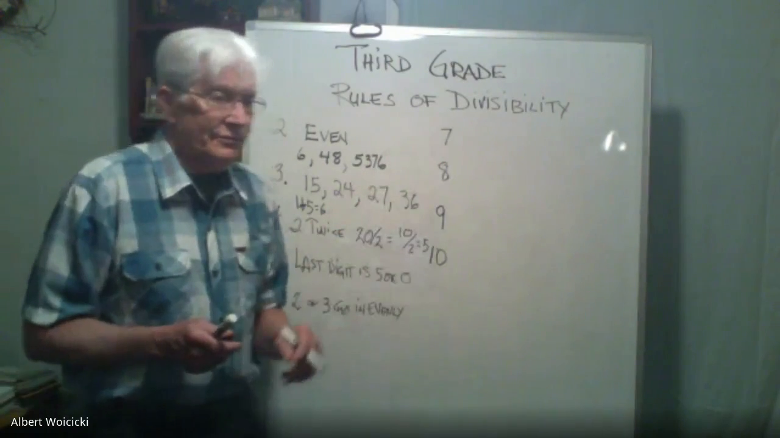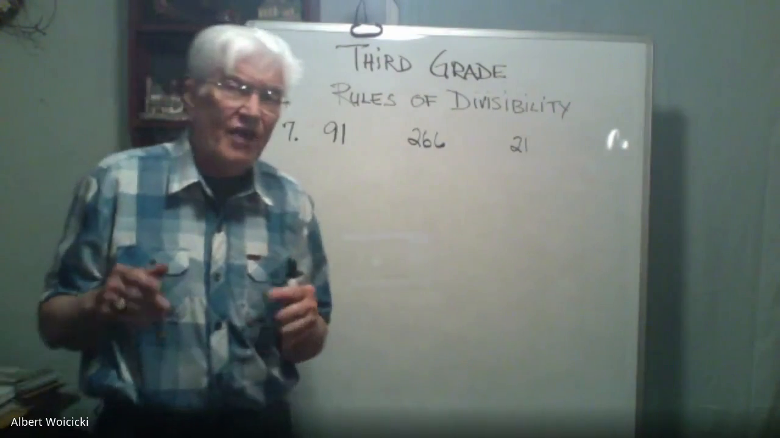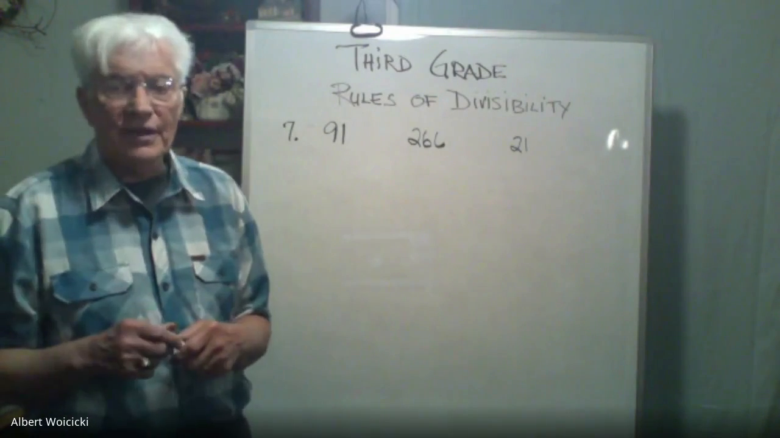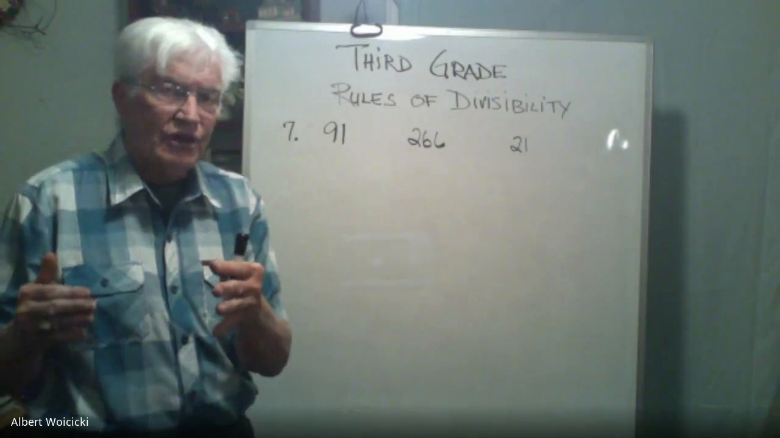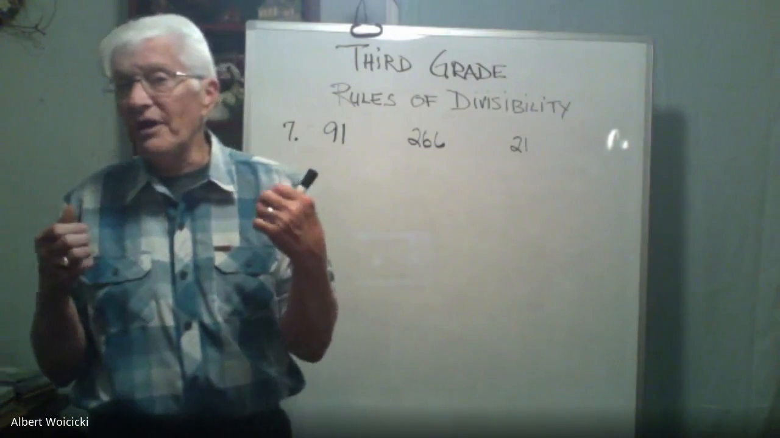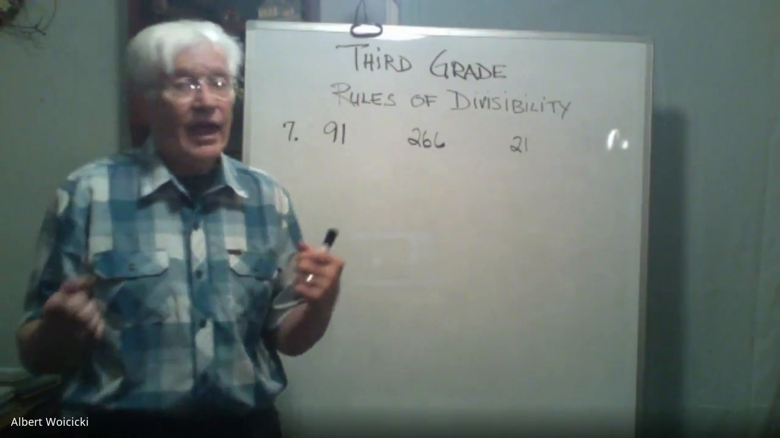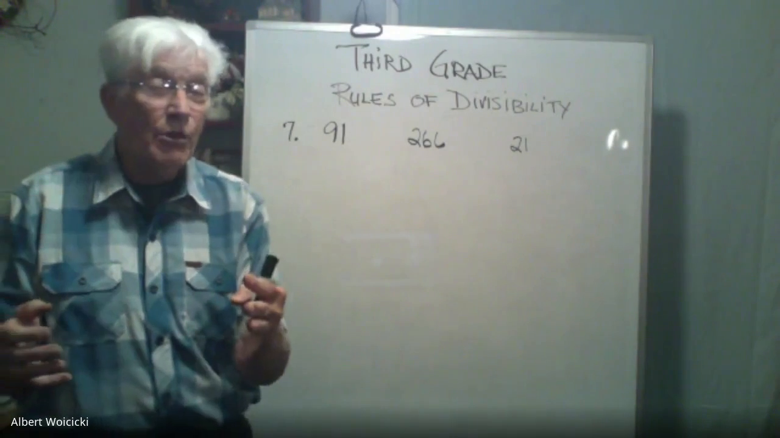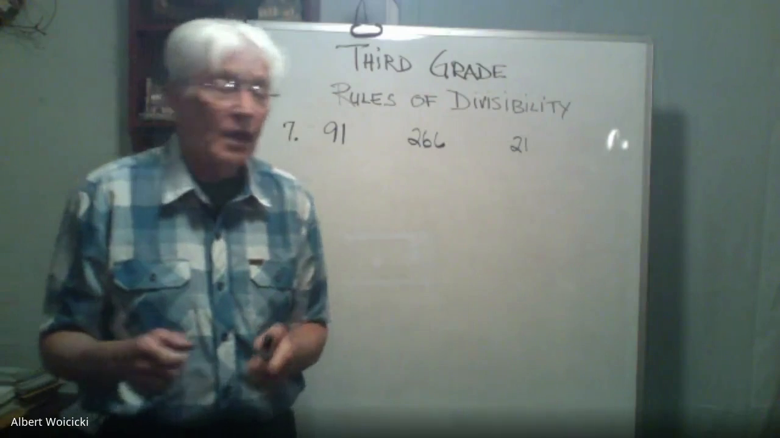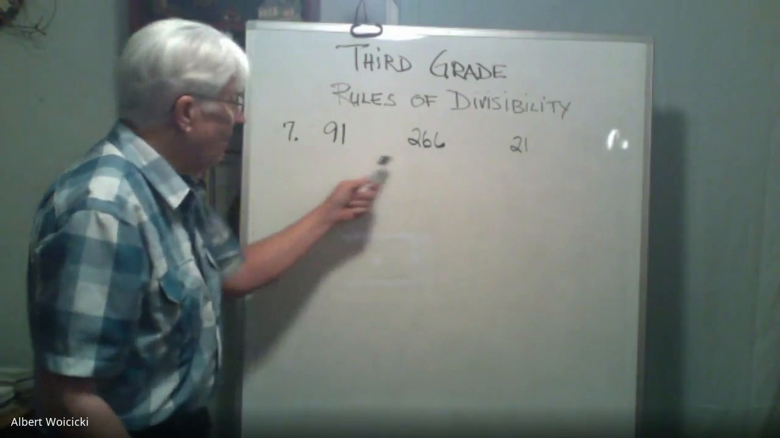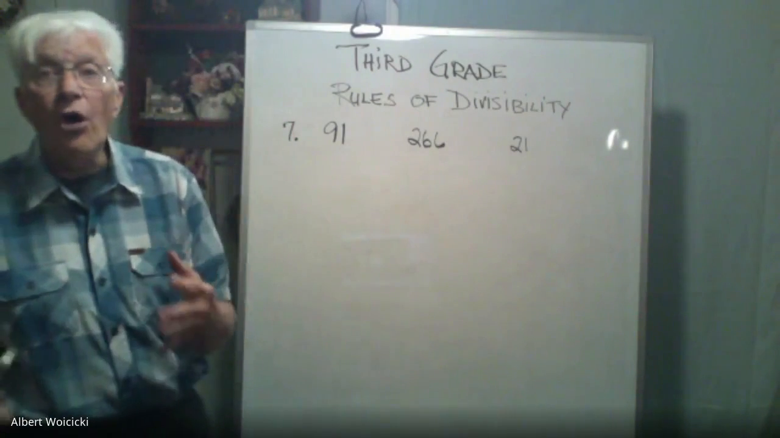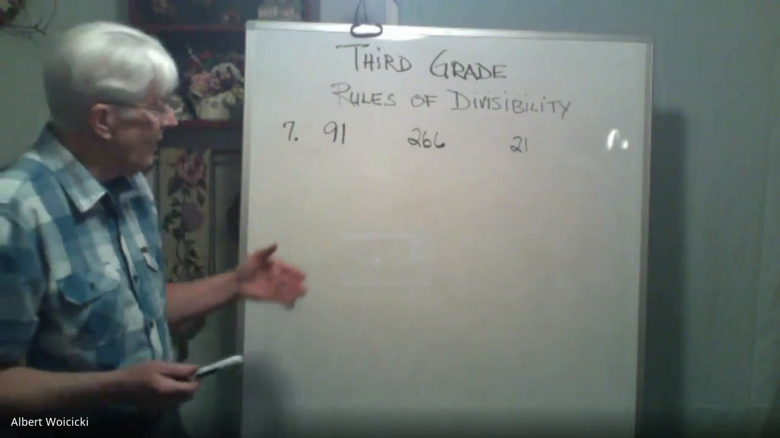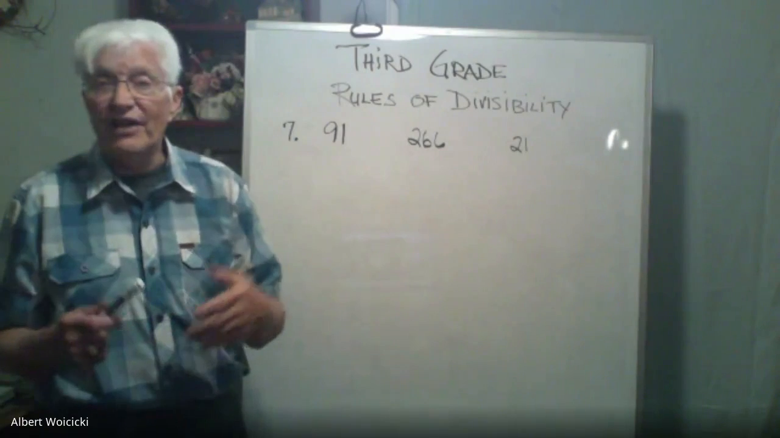Number 7. 7 is sort of strange. Let's see if our youngsters can do it. So this is something I'm going to show to you. And if you feel your students can understand this or you feel comfortable with it, give it to them. So here we have 3 numbers that I know can be divided evenly by 7. Now, how do I figure this out if I don't know that?